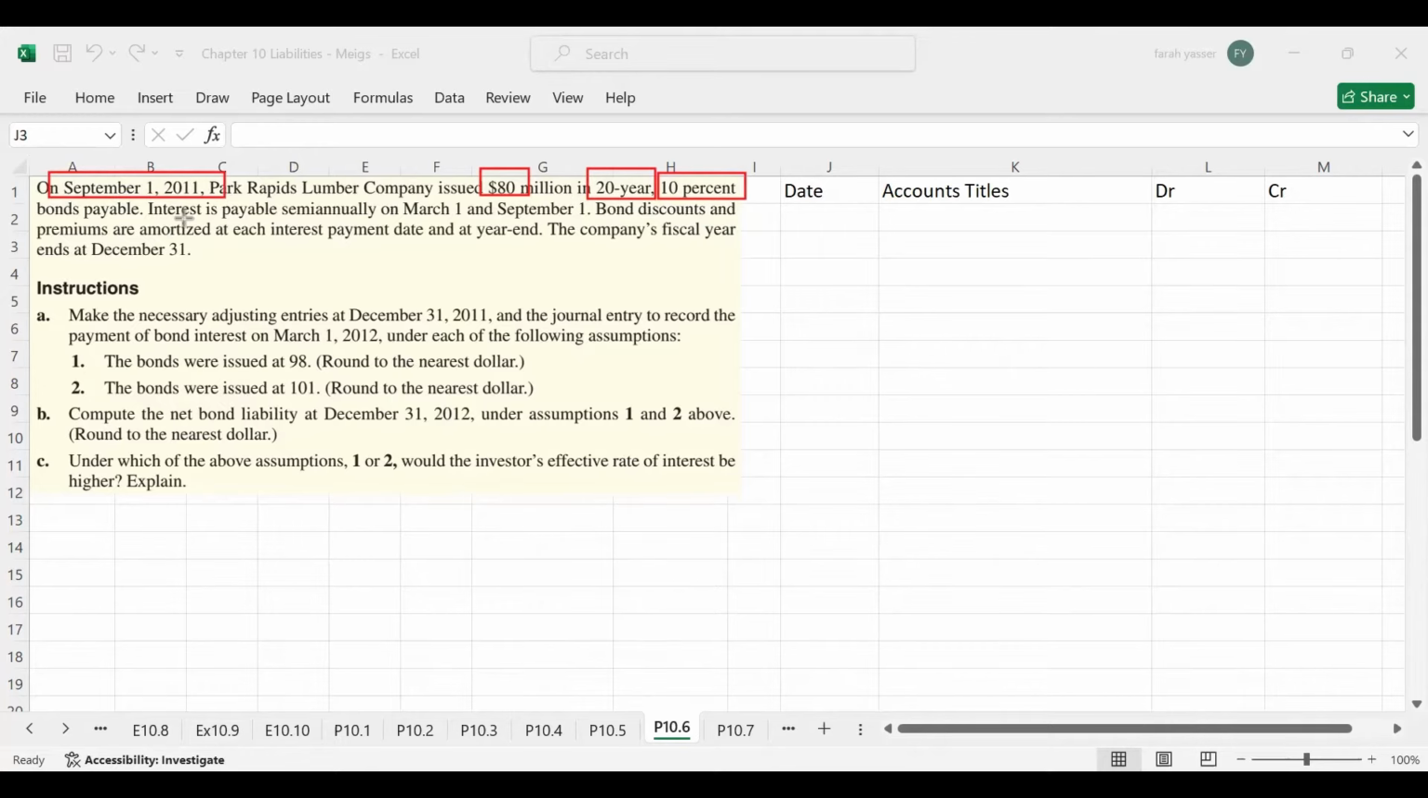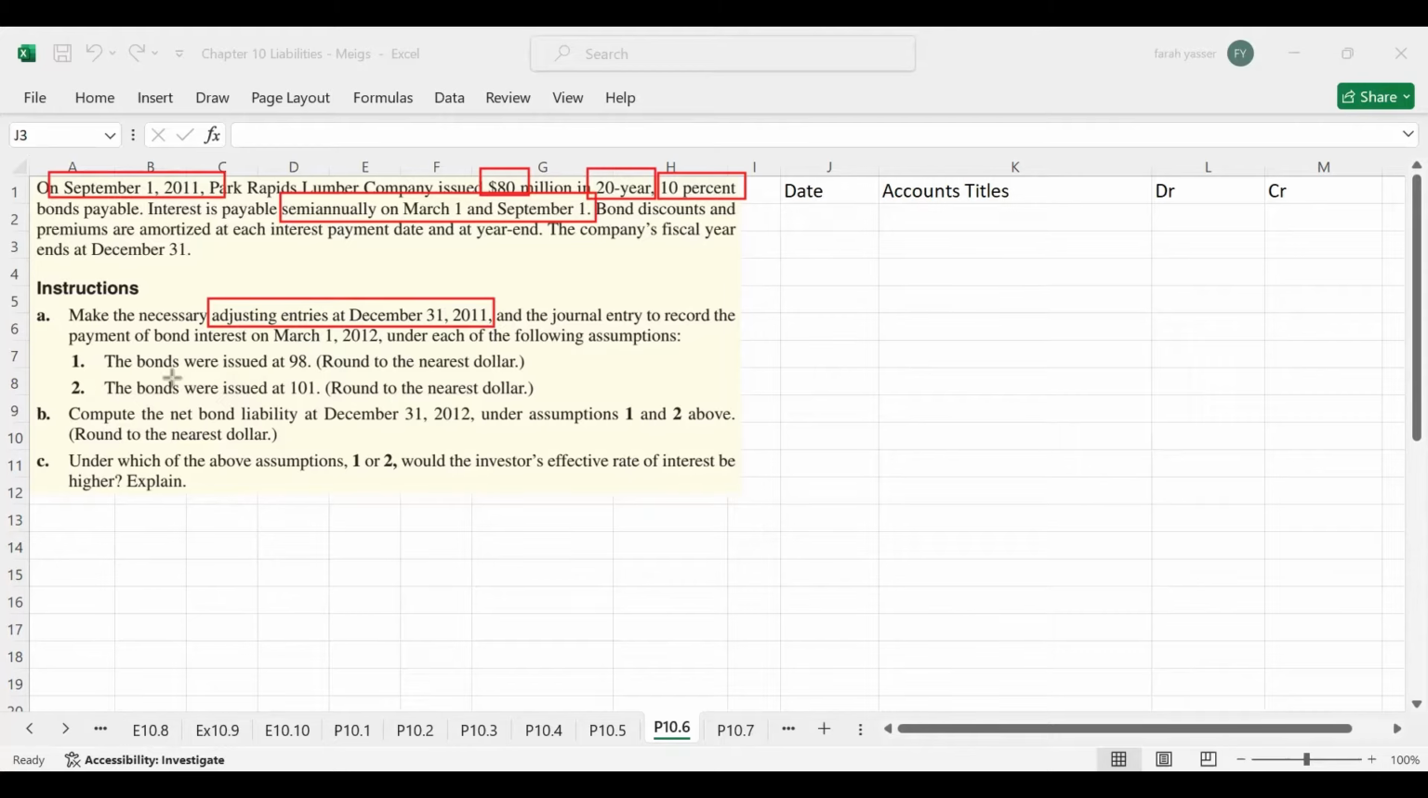Interest is payable semi-annually on 1st March and September 1st. Bond discount or premium is amortized on each interest payment date and at year end. The company's financial year is the same as the calendar year, which ends December 31st. What is required? First, make the necessary adjusting entries on December 31st, which is 4 months after the issuance date, because the bonds were issued on September 1st: September, October, November, December. So we are preparing adjusting entries after 4 months. This is an important thing.